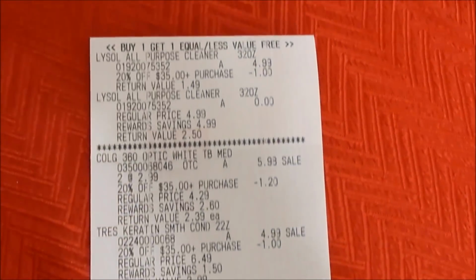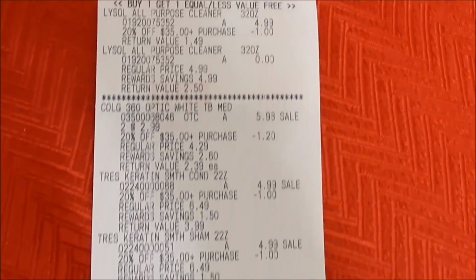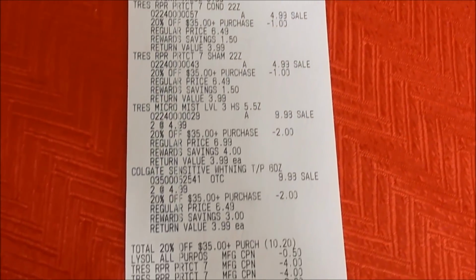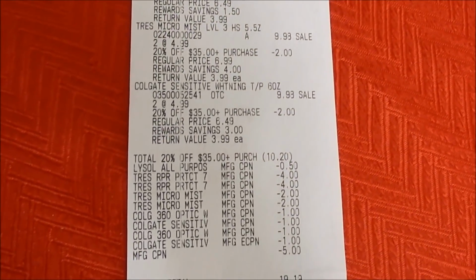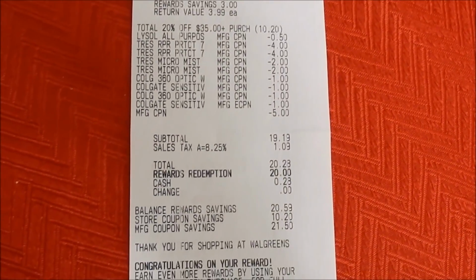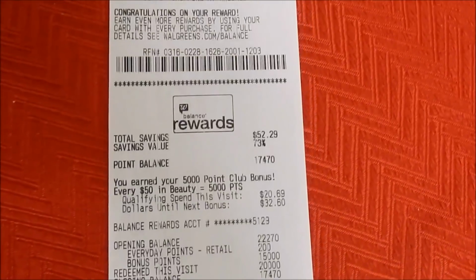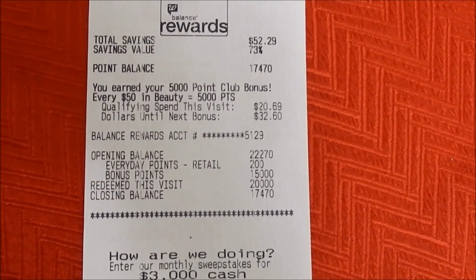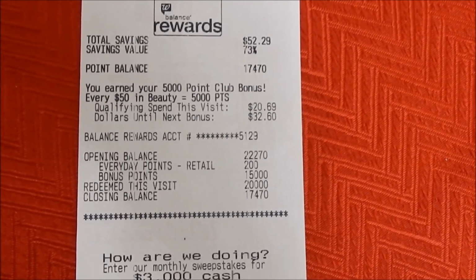So one more time for the receipt. And again, the percentage off coupon comes off of each item individually. All coupons scanned with no problems. 20,000 in points was used. 15,000 in points was earned. And again, 20,000 was used.